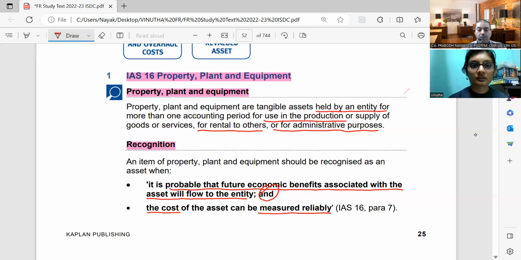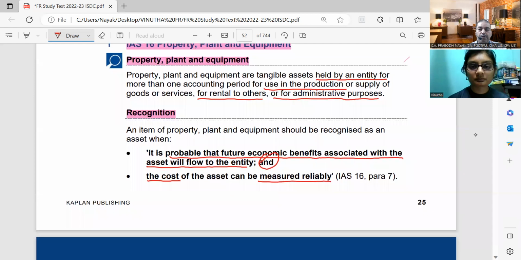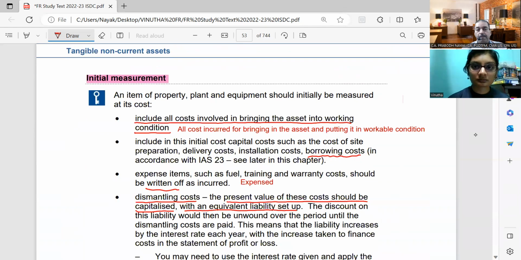Okay, so recognition part of property, plant and equipment. Now you can see next step is what? Initial measure. That is when I buy the asset and I have decided that I'm going to show this in the balance sheet. Obvious question is, what value am I going to show? So now what comprises my initial measurement?